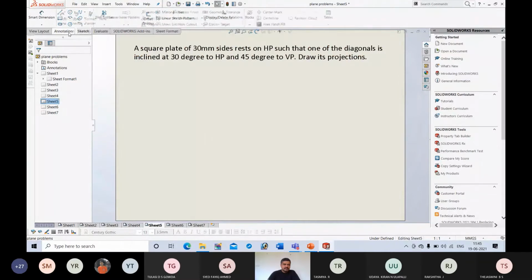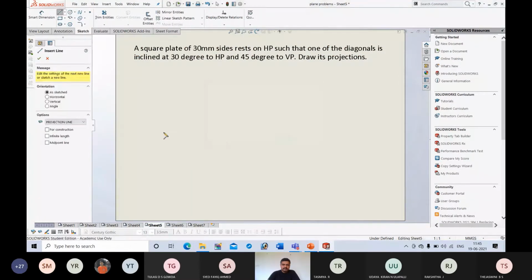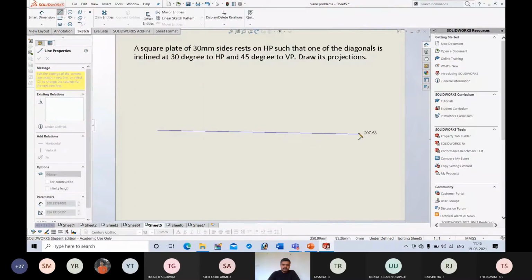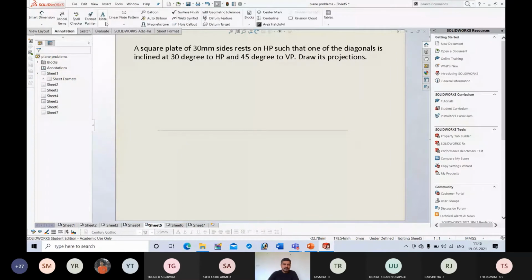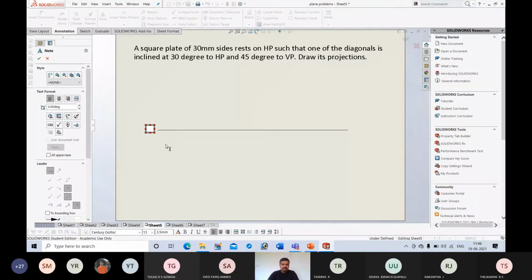So first I will draw the XY line. Next, I will name it as XY.